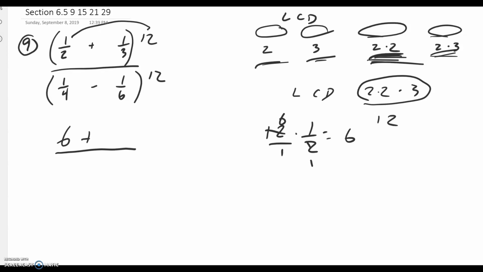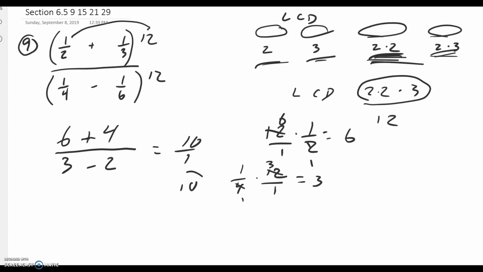A third of 12. Can you see the 3 and the 12 canceling to a 4? So a third of 12 is 4. If you can do these in your head, it's really a pretty good thing. 12 times 1/4. Let's say you can't do it in your head. You don't want to. Well, then you come over here and 4 goes into this once and 4 goes into this 3 times, and you find out that it's 3. A fourth of 12 is 3 minus a sixth of 12 is 2. And now you have 10 over 1, because 6 plus 4 is 10. 3 take away 2 is 1.